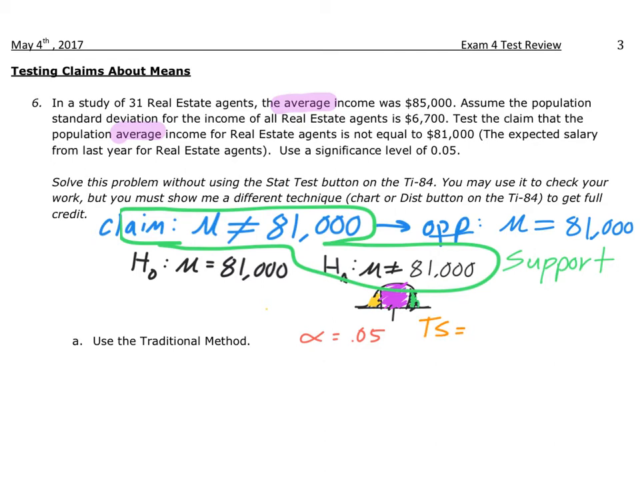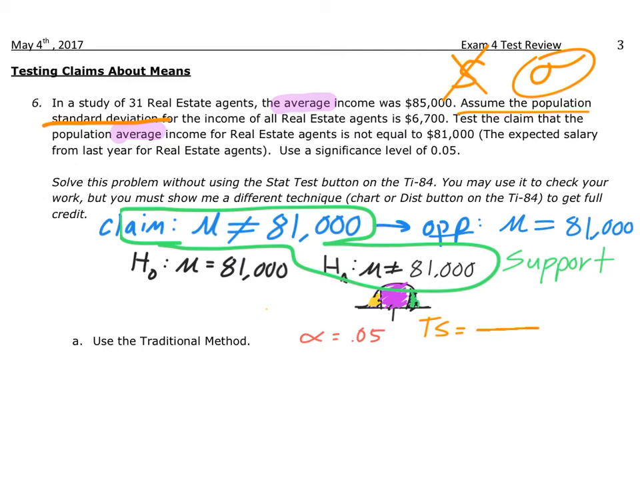Now, I told you that very often you're going to use the standard deviation of the sample with the formula with the S, because that's what's realistic in the real world. In this situation, I'm telling you to assume the population standard deviation for the income. It's no longer the sample standard deviation, it's now the population. So we're going to be using sigma. That's important here, because this formula is going to be tweaked just a little bit.